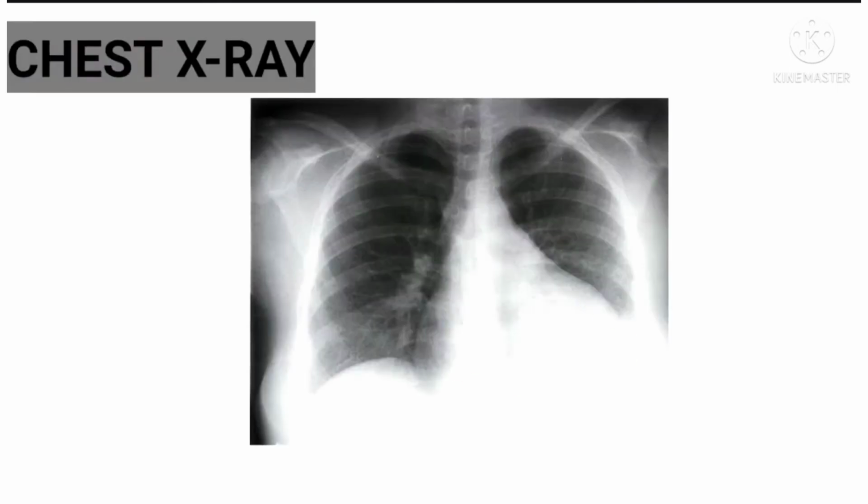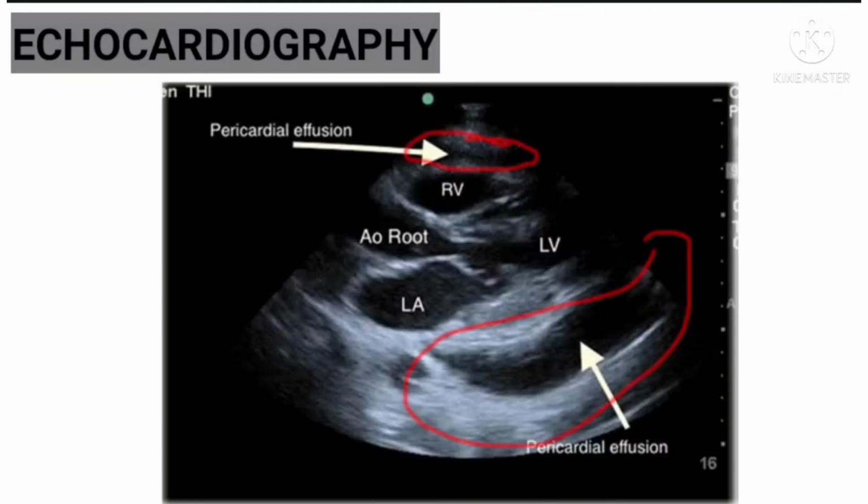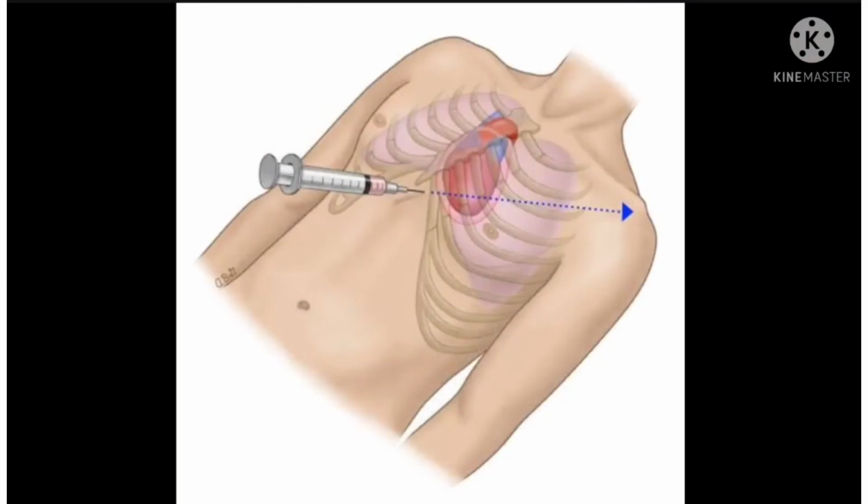If this pericarditis is associated with pericardial effusion, then in chest X-ray we will get an enlarged cardiac border. But if the etiology is tuberculosis, then we will get a water bottle appearance on chest X-ray. In echocardiography also we may get pericardial effusion. Sometimes if the diagnosis is uncertain, then we may perform pericardiocentesis also to evaluate the case.